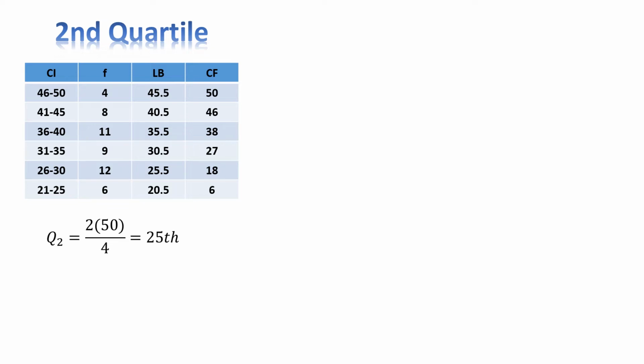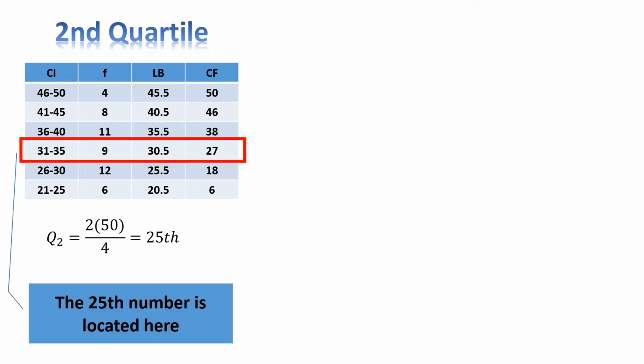So, saan makikita yung pang 25 na number? Nandito siya. So, remember, sa ating cumulative frequency nyo pwedeng tingnan, nandito yung 1 to 6, nandito yung 7 up to 18, tapos nandito yung 19 hanggang 27. So, yung 25, nandito lang naglalaro. Andyan yung kanyang location. So, next.